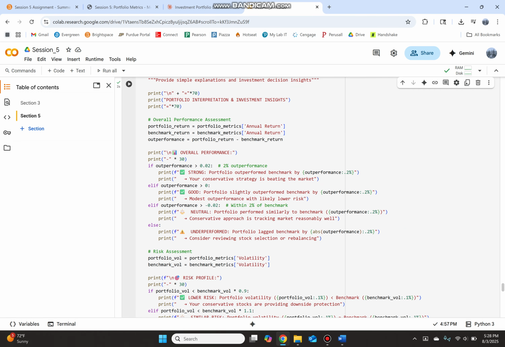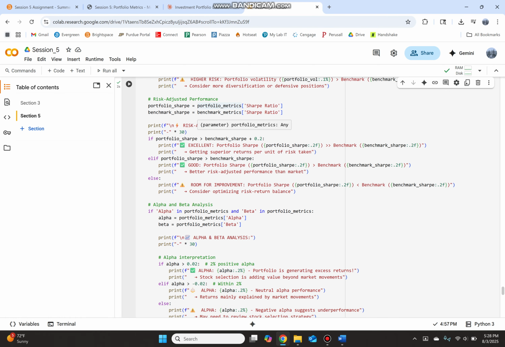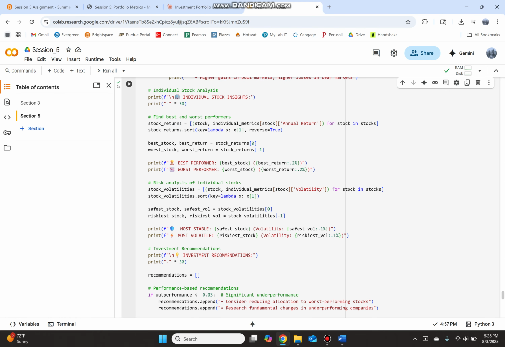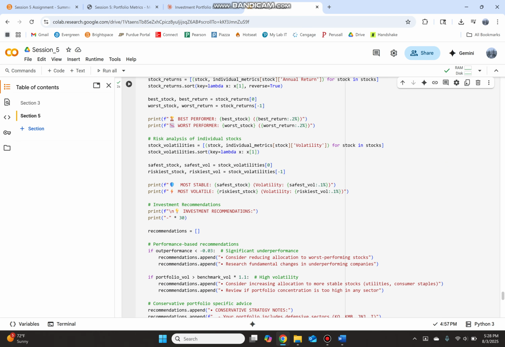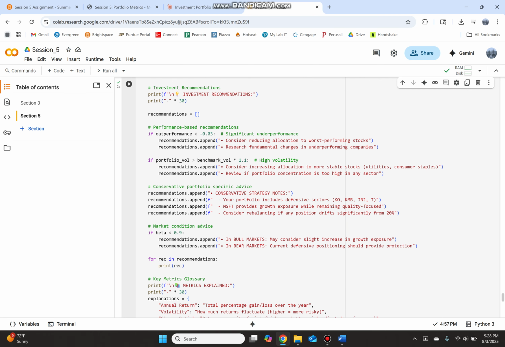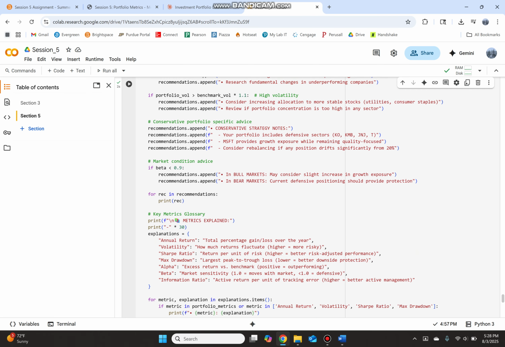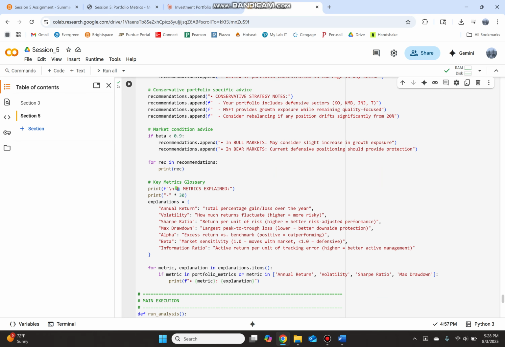Then we have a risk assessment, overall performance assessment, risk-adjusted performance, alpha and beta analysis, which was very important, individual stock analysis, best and worst performers, risk analysis of individual stocks, and investment recommendation. And this is all the preset stuff, like I said, because I was conservative. You could set it so you're more aggressive and more risk-loving. It also gives me bull and bear market indicators and our key metrics.